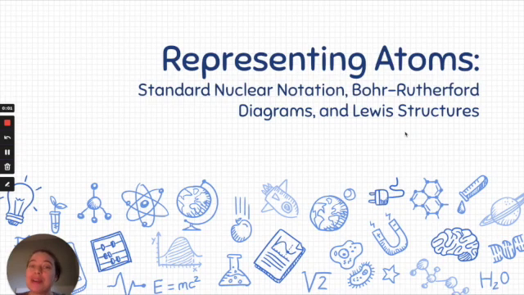Hello everyone. Today we're going to be talking about different ways for representing atoms. We're going to cover 3 different ways that we can draw or represent them. We're going to use the standard nuclear notation. We're going to use the Bohr-Rutherford diagrams, and we're going to use a Lewis structure.